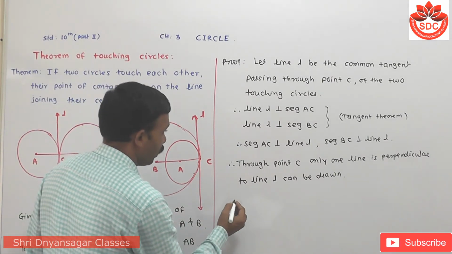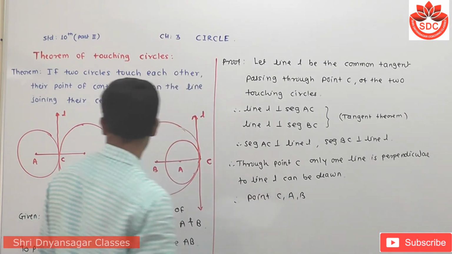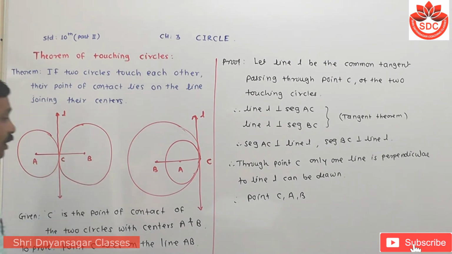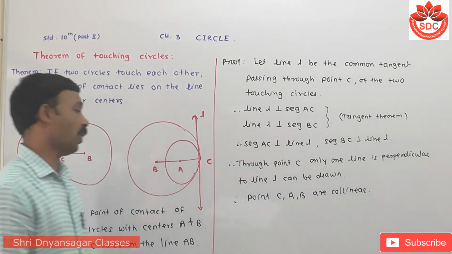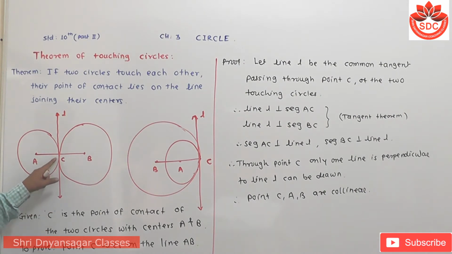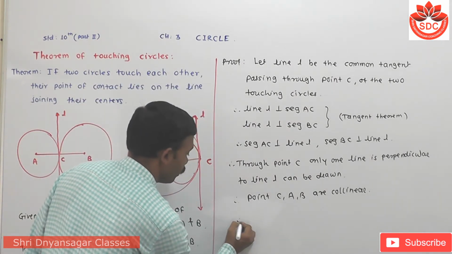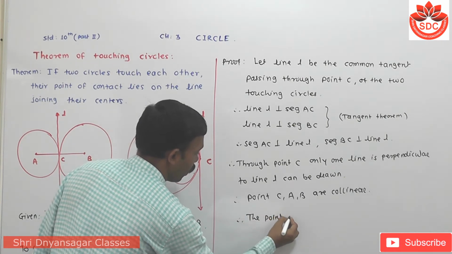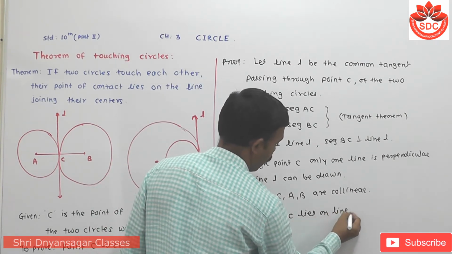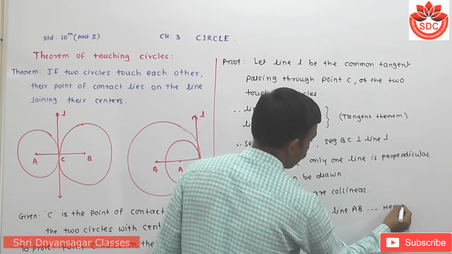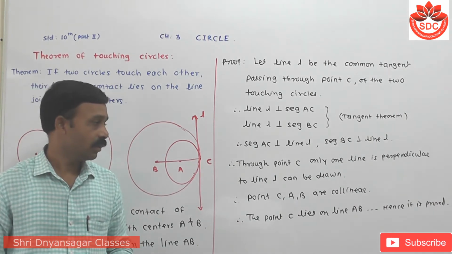Therefore, this means that points C, A, B, or A, C, B are collinear. If these 3 points are collinear, it means that this point C lies on the segment AB. Therefore, the point C lies on line AB, and hence it is proved. Okay. Then we see the next points.